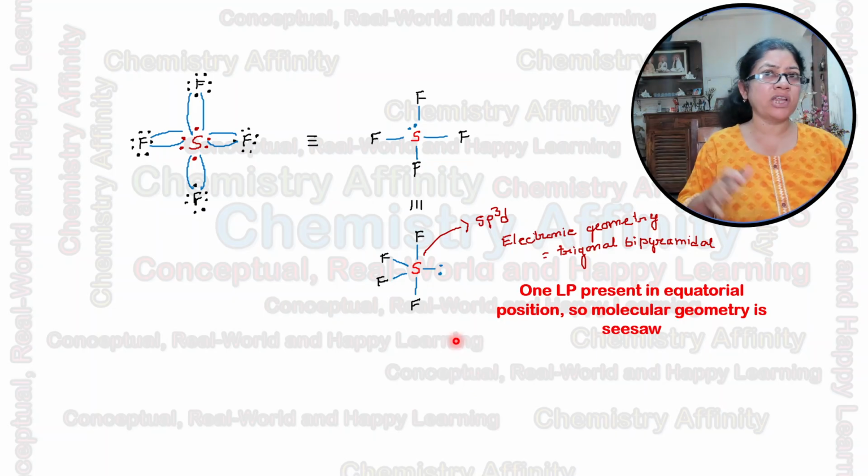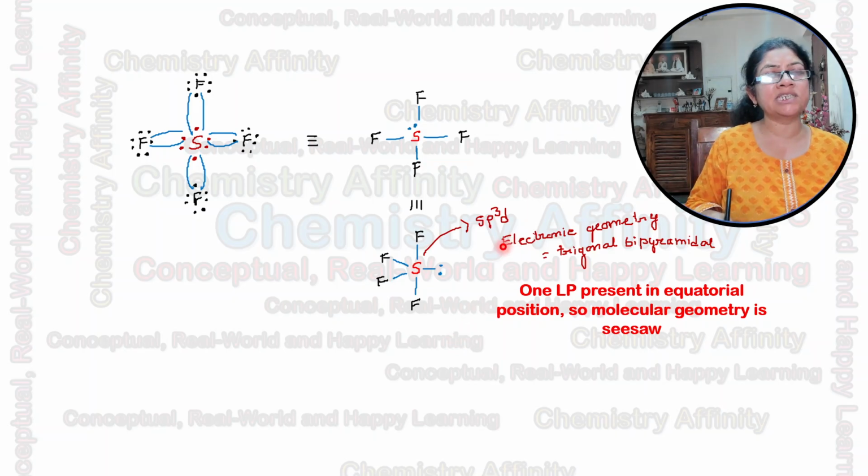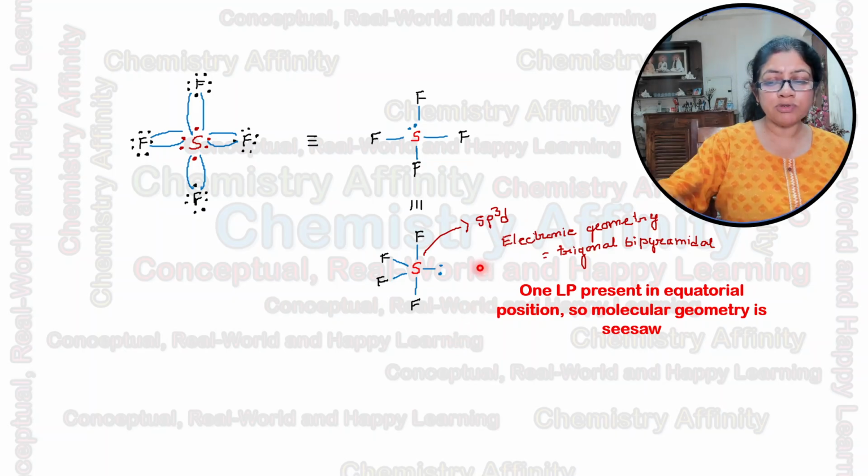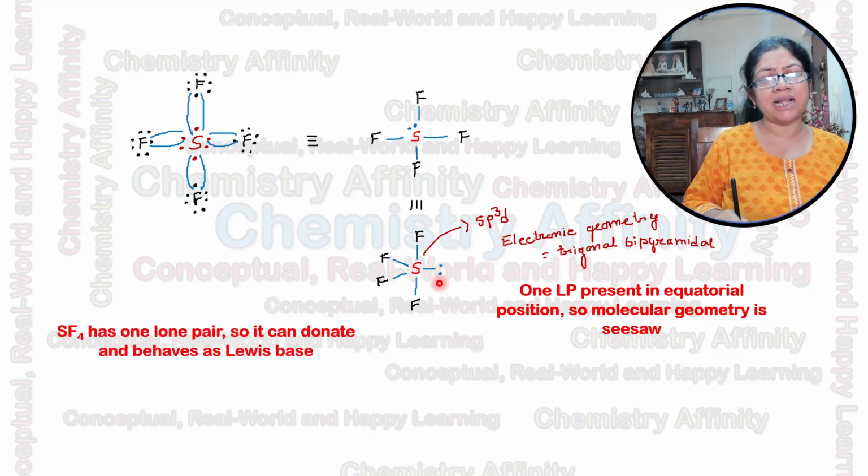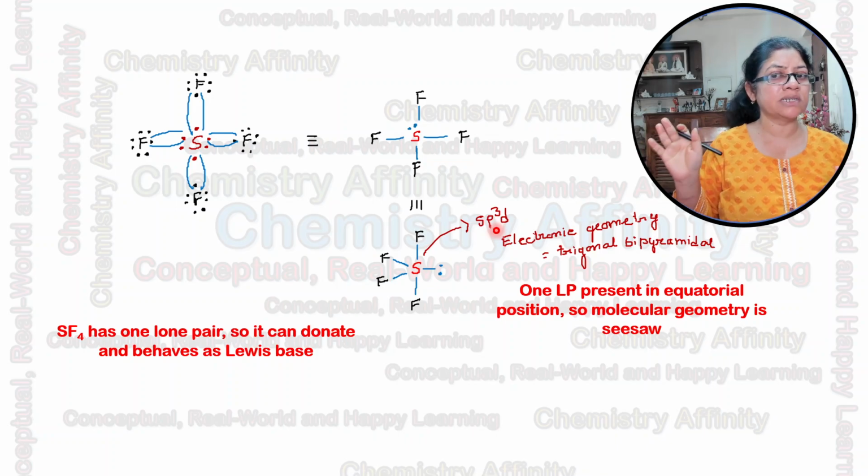But here the electronic and molecular geometry is not exactly playing the role. Here it is the hybridization which is playing the role. Now, due to this hybridization, we can see that sulfur has sp3d hybridization. So that means there are empty 3d orbitals present.